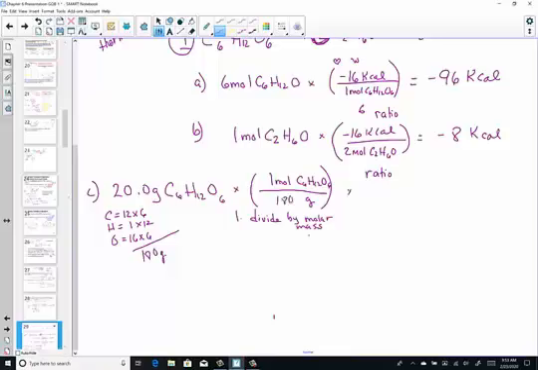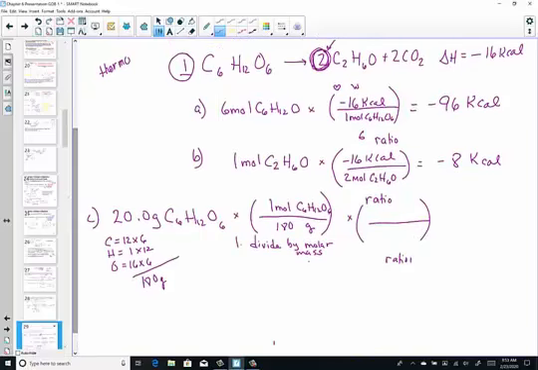Now we can set up our want over given ratio. From our balanced equation, it was negative 16 kcals. And what about that coefficient in front of the glucose? Oh, right here, it's a 1. So there's our ratio step. Step 1, divide. Step 2, your ratio, and that will land us at the kcals of energy. And we know it will be an exothermic answer.